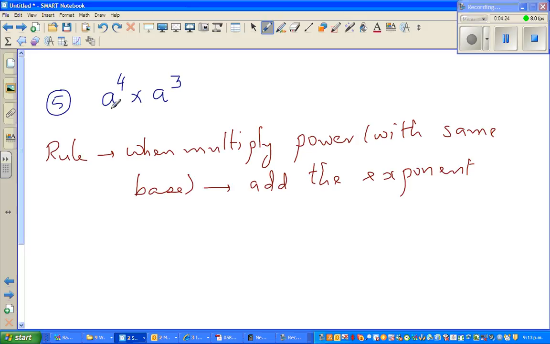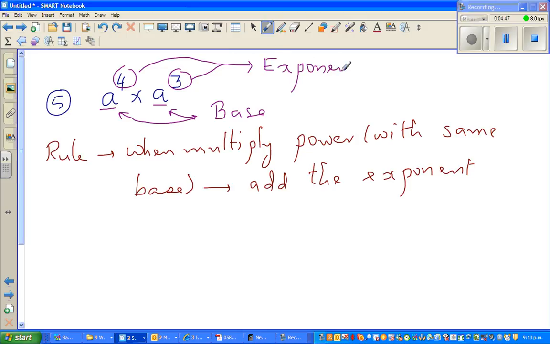So let me explain. Let me change color. This a and this a is also called the base, and these are the exponents. So what did we write? When multiplying powers, the whole thing is called a power, with the same base. The base should be the same; only then can you add the exponents. So this answer would be a to the power 4 plus 3, which is a to the power 7.